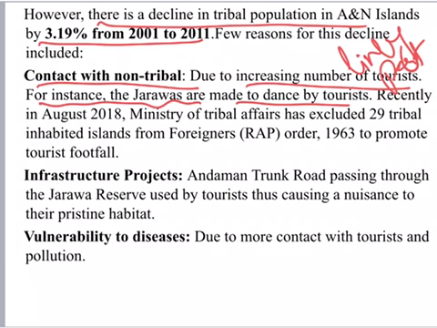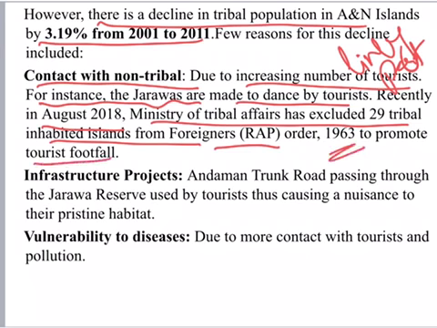Recently in August 2018 also, the Ministry of Tribal Affairs has excluded 29 tribal inhabited islands from the Foreigners Restricted Areas Protection Order 1963 to promote tourist footfall. So this increases more contact with the non-tribals by the tribals. And infrastructure projects, for example, Andaman Trunk Road passing through Jarawa Reserve used by the tourists, thus causing nuisance to their pristine habitat. And one more thing, vulnerability to diseases.